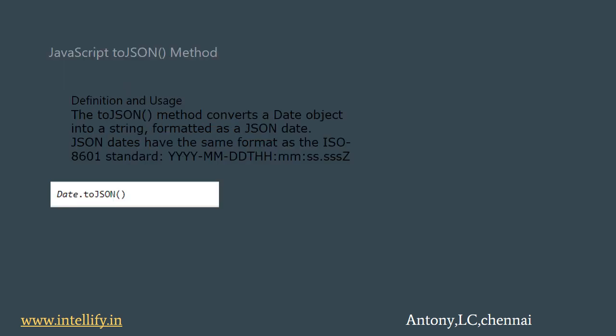The toJSON method in JavaScript converts a date object into a string formatted as a JSON date. JSON dates have the same format as Indian Standard Time: year, month, date, minutes, seconds, and milliseconds. This is the syntax: date.toJSON. This converts the date into a string. So this is about the toJSON method, which converts the date into a string object.